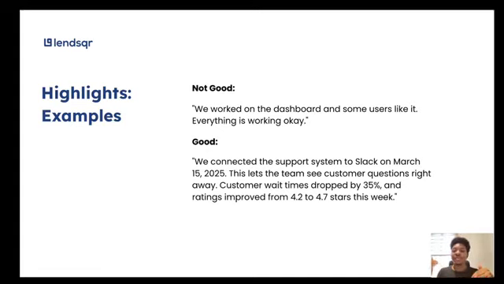But good, "we connected the support system to Slack." Okay, support, Slack, platform, system, our support system. We already know we're dealing with a communication channel, right? "On March 15th," we already know the date. So whoever is the recipient of this report, we already know there's a date here. Is this past due, or is this on time? "This lets the team see customer questions right away." The impact, or the benefits, right? So what's the impact of this? What effect does this benefit have on our metrics? "Customer wait time dropped," a reduction in a favorable metric, and "ratings improved from 4.2 to 4.7," an increase in a favorable metric. So we already see the examples there with highlights.